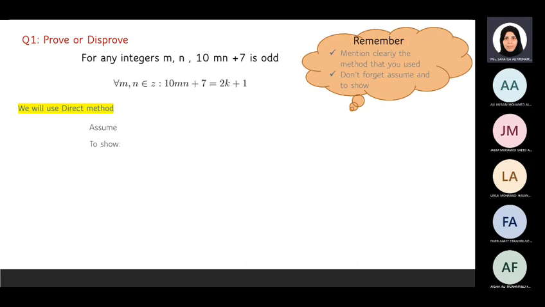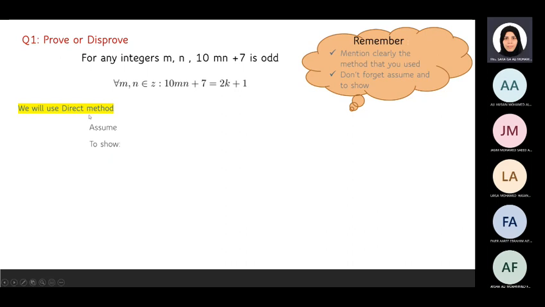Because if I want to prove it directly, my assumption will be something different from if I want to prove it by contradiction. So it's very important to write these things very clearly so the one who corrects for you knows that you understand how to solve the problem. So here I will use the direct method. This is the first step. The second step, according to the direct method, what is my assumption? What is my task to do? What do I have to show?